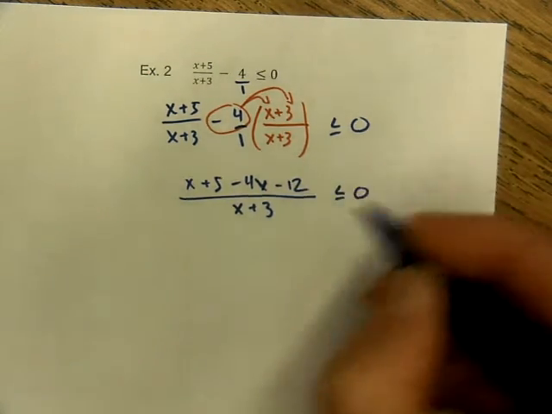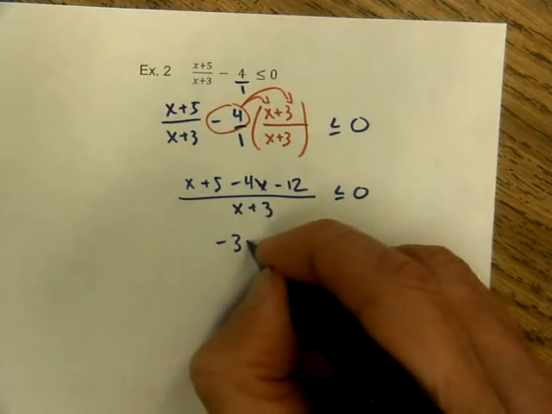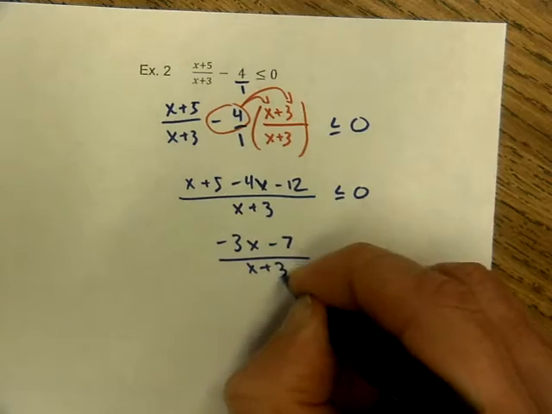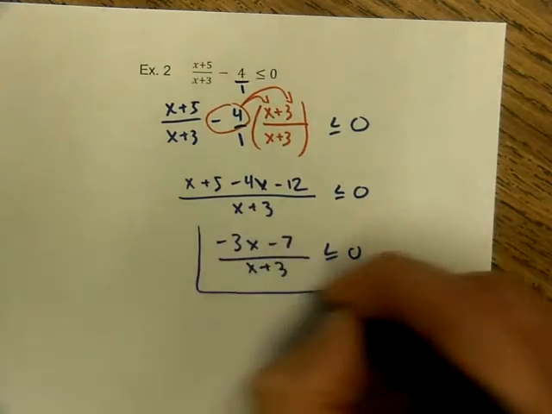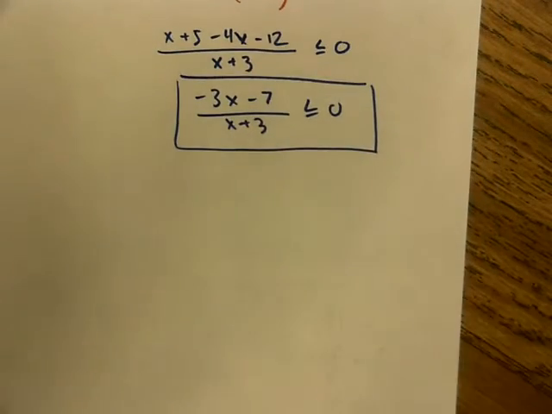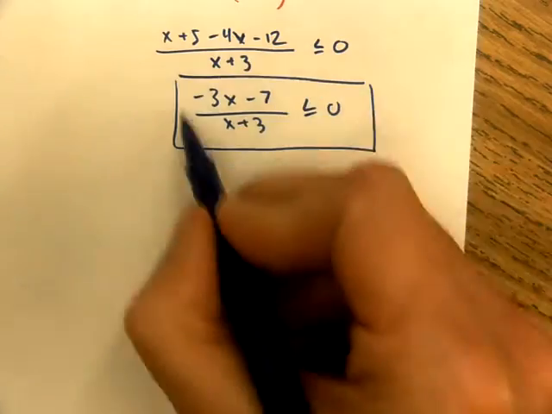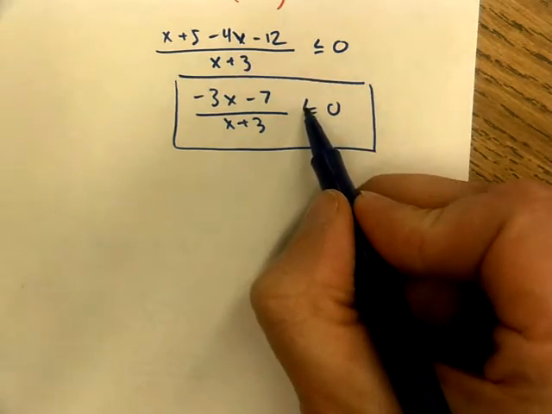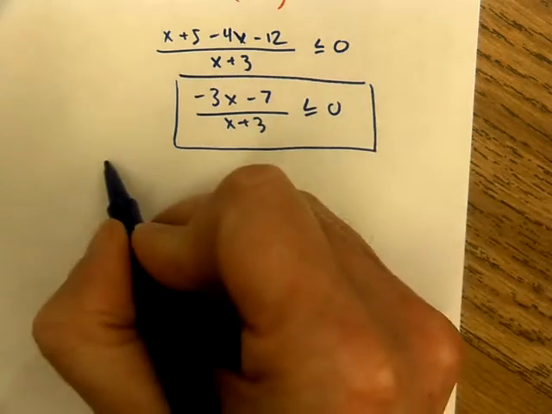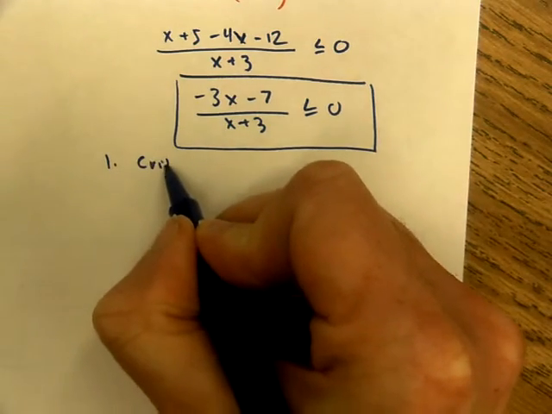Let's go one step farther and combine our like terms. So we have a negative 3x minus 7 over x plus 3. All right, so this is what we're going to be testing when we set up those intervals. We're going to be using this to find the critical values, to find the intervals, and we're going to ask ourselves, where does the graph exist underneath the x-axis, less than 0? All right, so step 1, let's find those critical values.